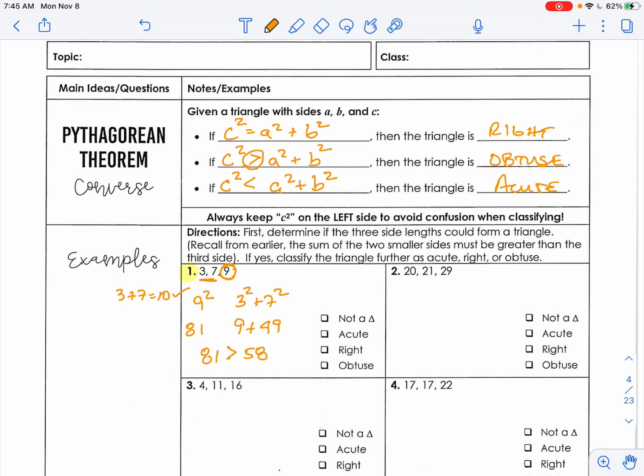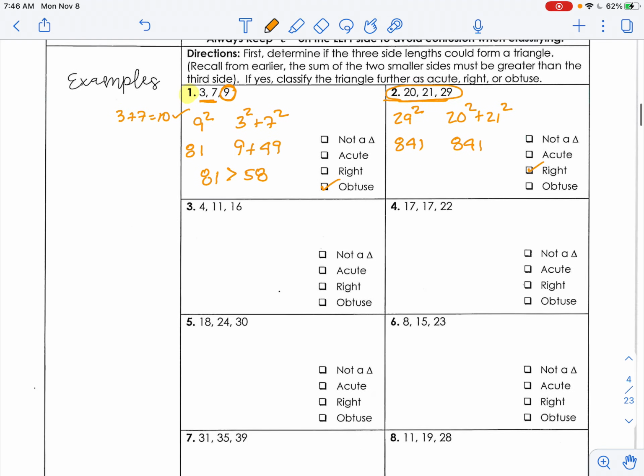All right, let's look at number 2. I have these. Okay, again, I'm going to take the longest side and compare that to the sum of the two smaller sides. If I do that, 29 squared turns out to be 841. This over here also turns out to be 841. What that means is this Pythagorean theorem works for these three. That makes it something we call a Pythagorean triple, and that has to be a right triangle because Pythagorean theorem works, or they're equal to each other. All right, let's look at number 4.